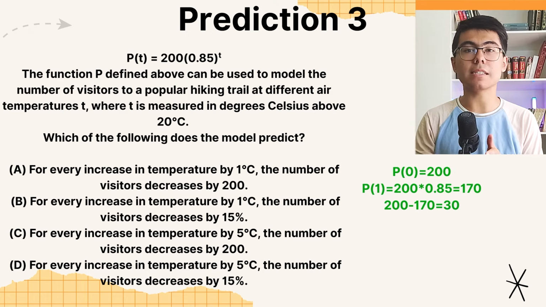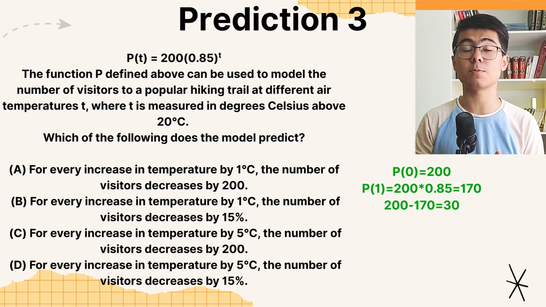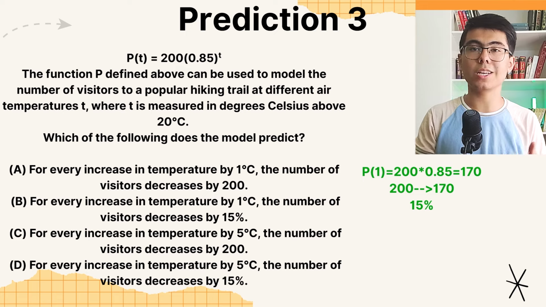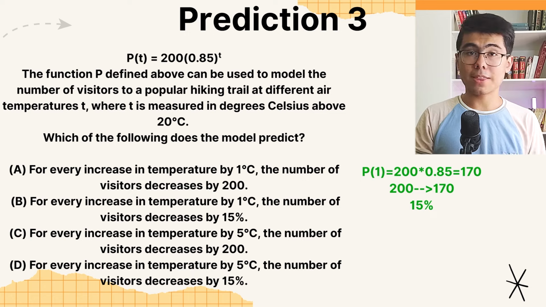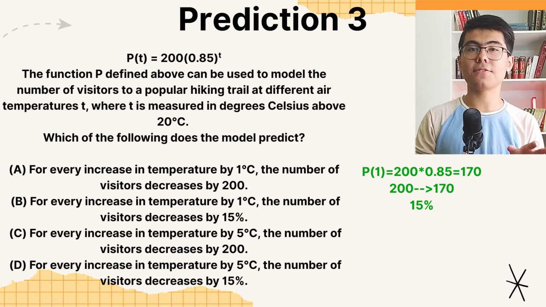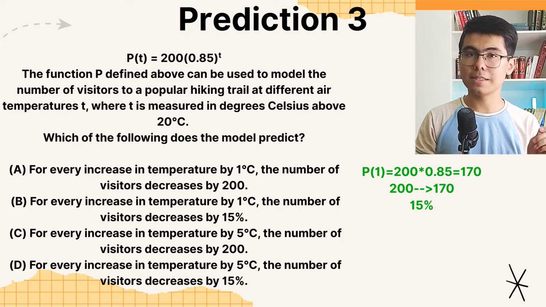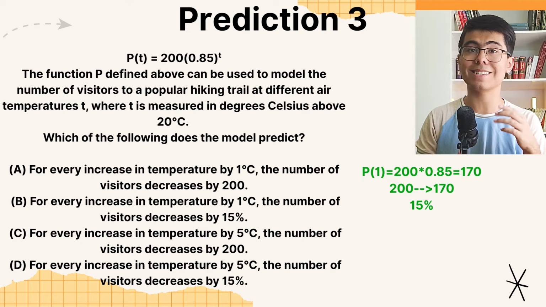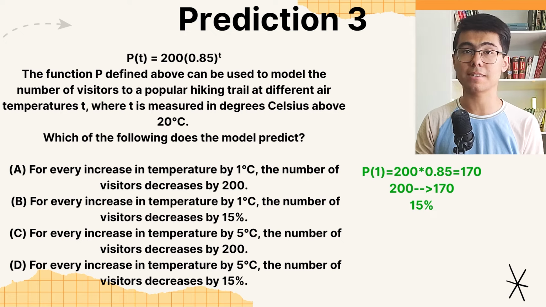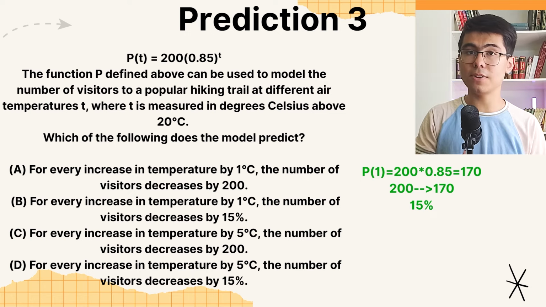Next, for every increase in temperatures by 1 degree Celsius, the number of visitors decreases by 15%. Well, P of 1 equals 200 multiplied by 0.85, and that equals 170. That's exactly a 15% decrease, and it sounds promising. But we have to check the units. T is in degrees above 20 degrees, so an increase of 1 degree Celsius is exactly what this represents. So this looks correct.